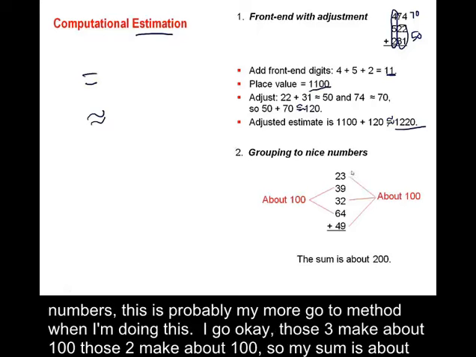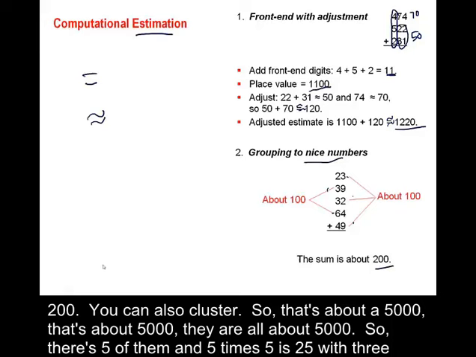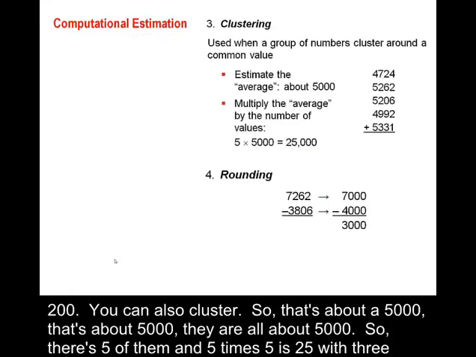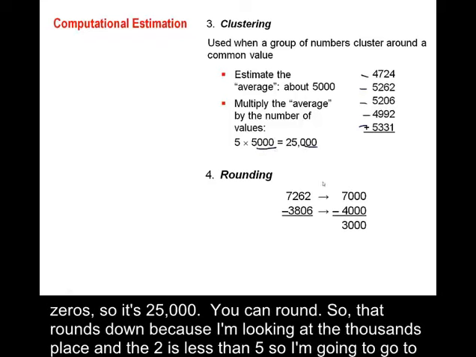Group to nice numbers. So, and this is probably my more go-to method when I'm doing this. I go, okay, those 3 make about 100, and those 2 make about 100, so my sum is about 200. You can also cluster. So that's about a 5,000. That's about 5,000. They're all about 5,000, and so there's 5 of them, and 5 times 5 is 25 with 3 zeros, so it's 25,000.